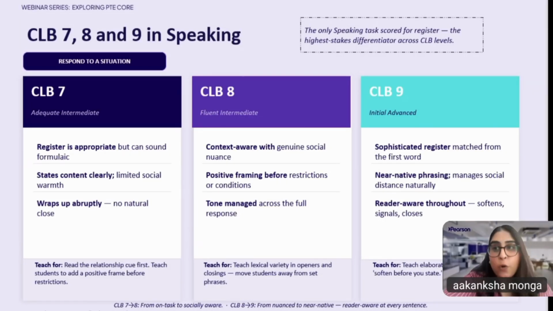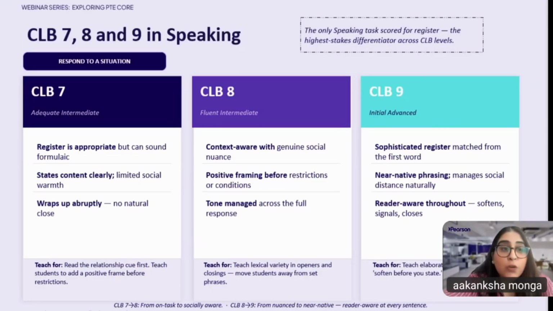So if your students are largely falling in this category, what you're going to teach for is to read for the relationship first. Try to identify the relationship between the speaker and the listener, and also work on adding more of a positive frame before they get to any of the main points. For example, in this prompt, we were talking about some conditions or restrictions that they would have to follow at the gym. But if they frame it more positively, that makes their answer more natural and warmer.